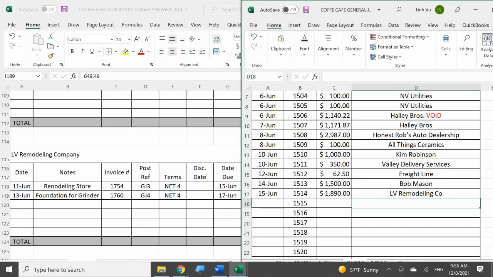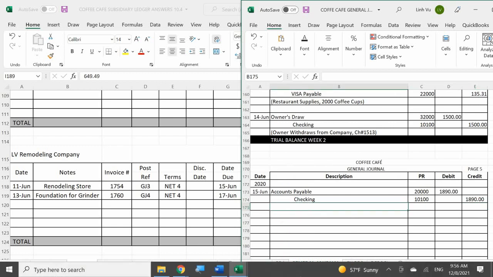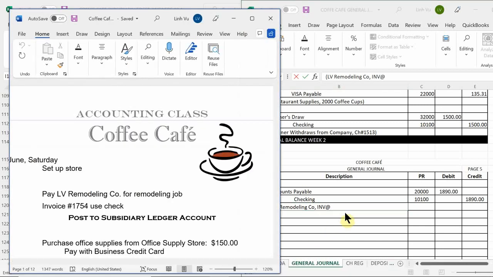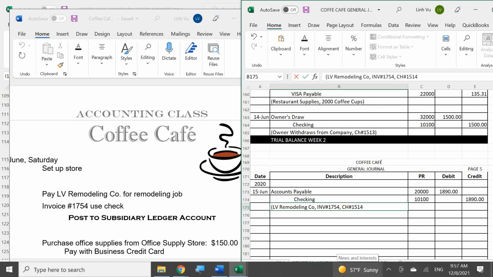Did we finish journalizing? No, we need to describe. Las Vegas remodeling invoice number, what was it? Was it 1754? Yeah, 1754. Check number 1514. Okay, good.